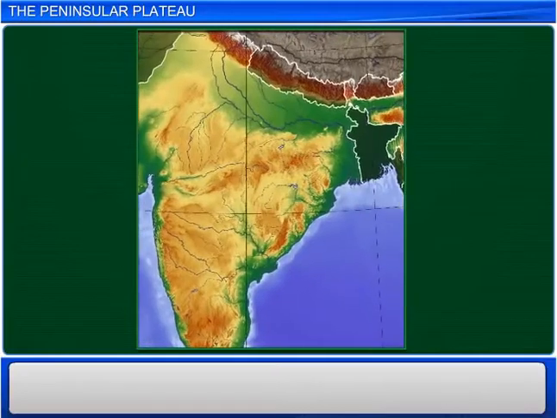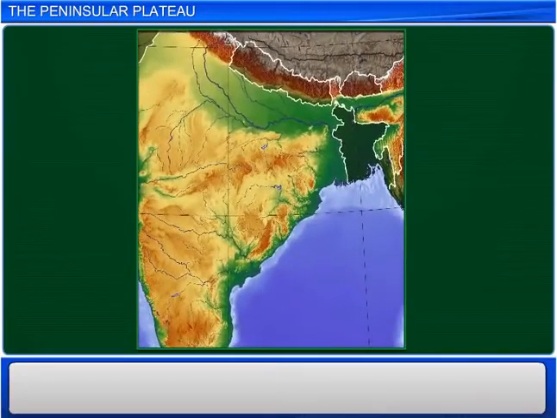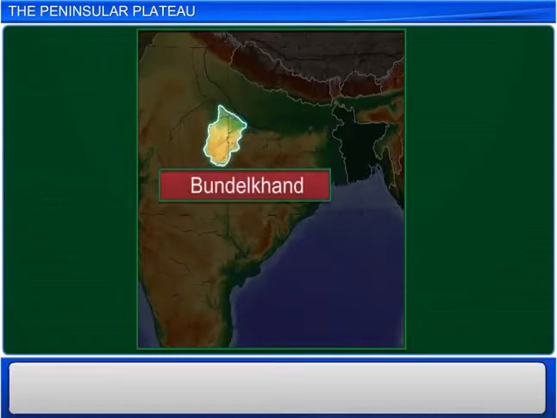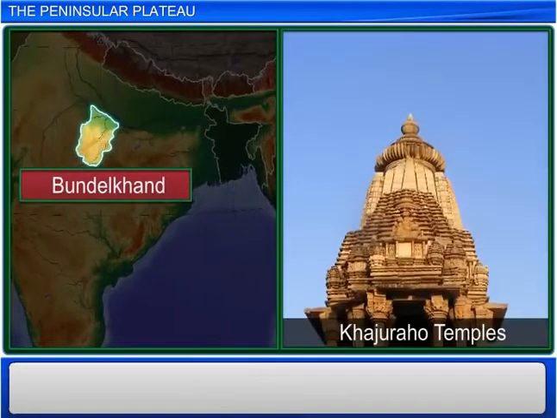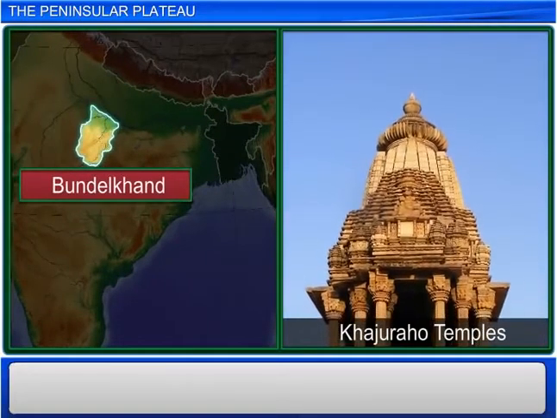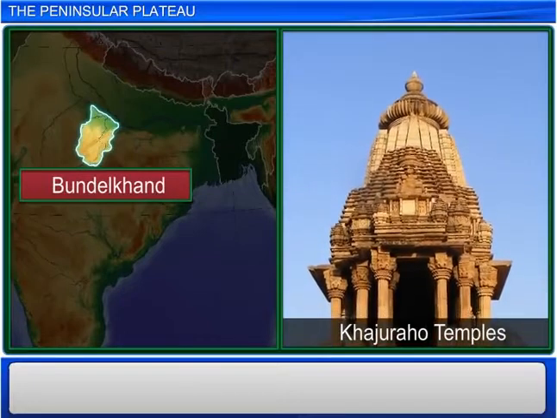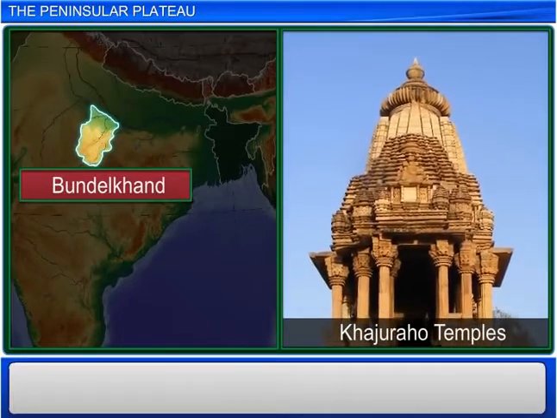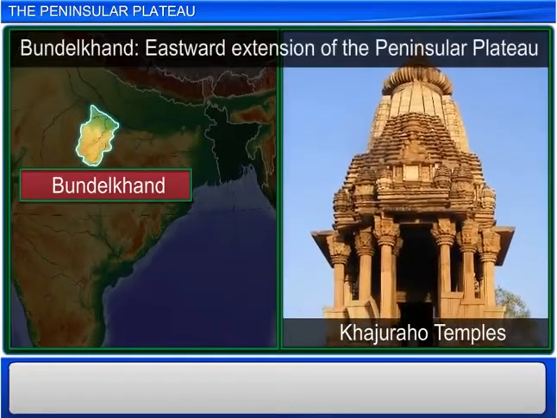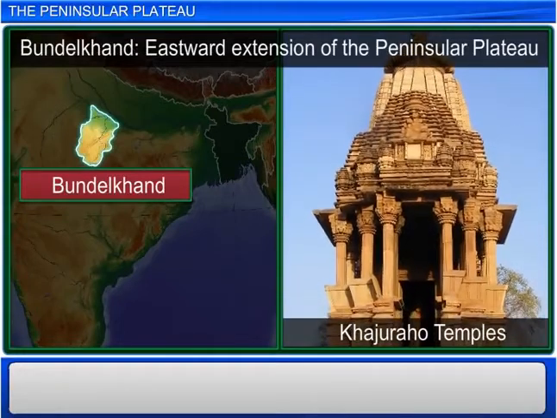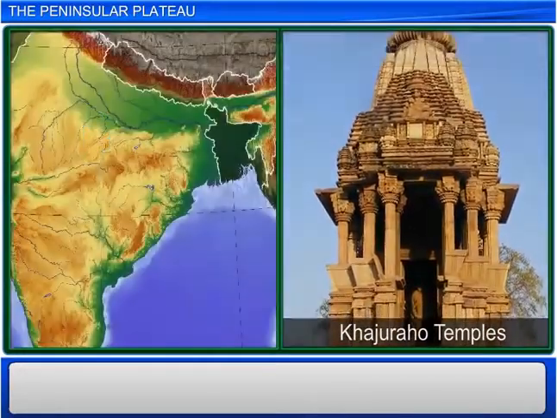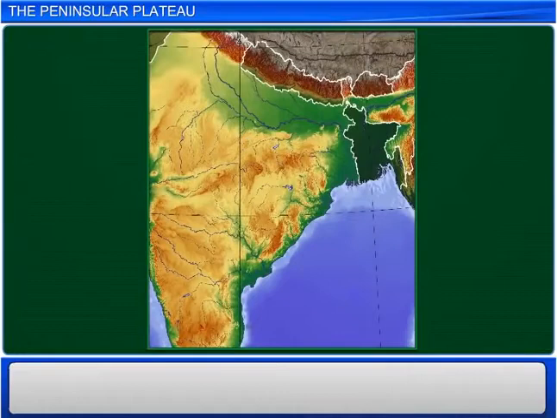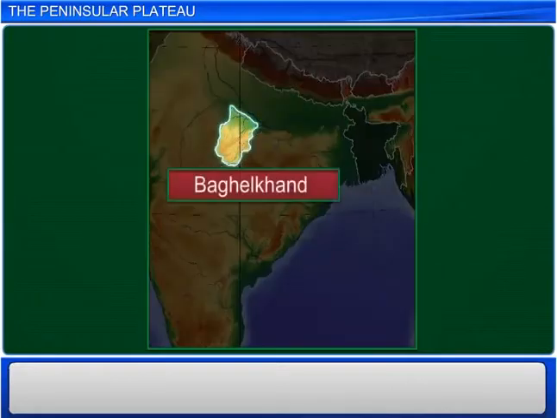Let's move eastwards in the Central Highlands. You may have heard of Bundelkhand. The famous Khajuraho temples are in this part of the country. Bundelkhand is the local name for the eastward extensions of the Peninsular Plateau.